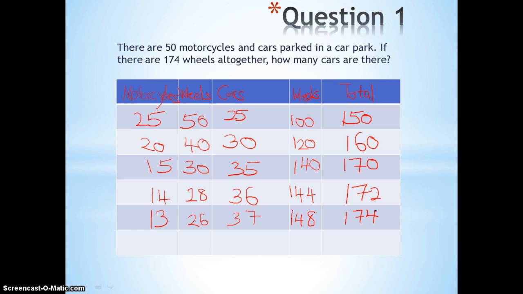Now, bear in mind, they are interested in the number of cars. So my answer will be 37. Alright, remember to write your English statement to conclude the answer. There are 37 cars.